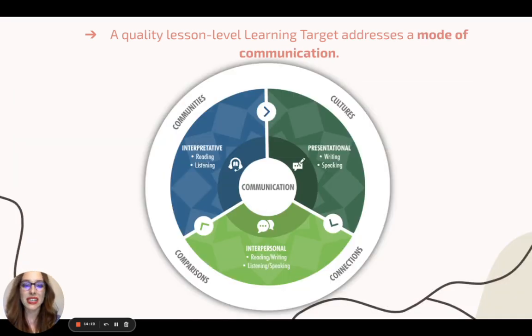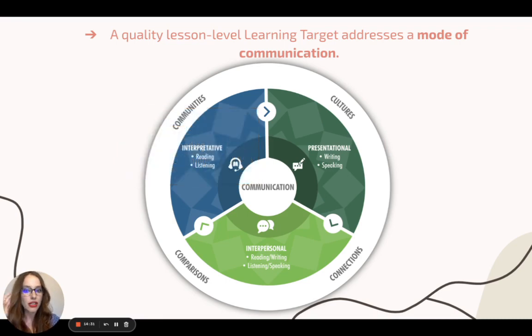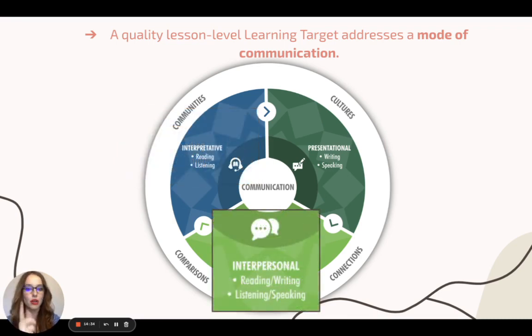A quality lesson level learning target addresses a mode of communication. So we're either working in the interpretive, where they're reading some input, or listening, watching a video, listening to a podcast, or interpreting some intake orally there. Or we're working in the interpersonal, where we're reading and writing to each other, or listening and speaking to each other, negotiating for meaning. I see your reaction. We're working together on that.